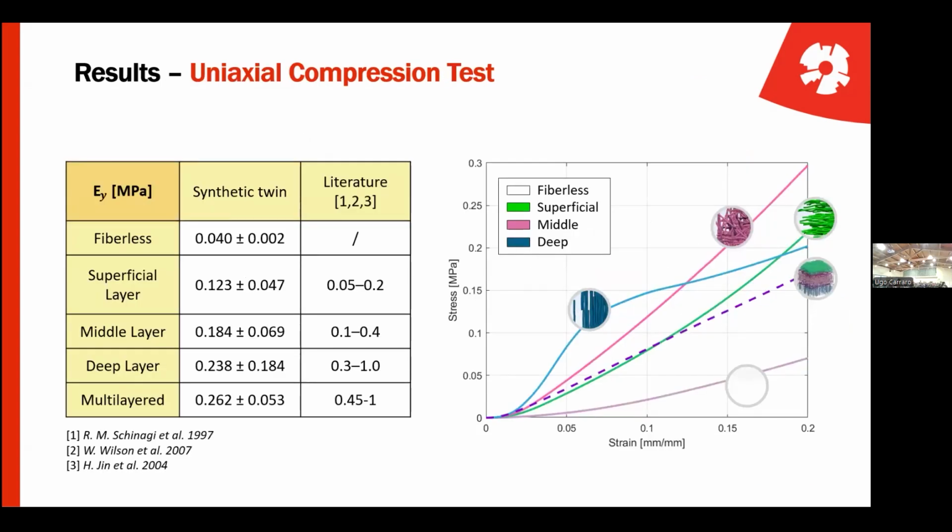So, some results. As you can see from the graph on your right, which is a stress-strain graph, every configuration, every sample, has a very distinct behavior, with the multi-layer construct reaching the highest compressive modulus. What's interesting here is that the superficial and the middle layer placed themselves into the physical range of properties of native cartilage.